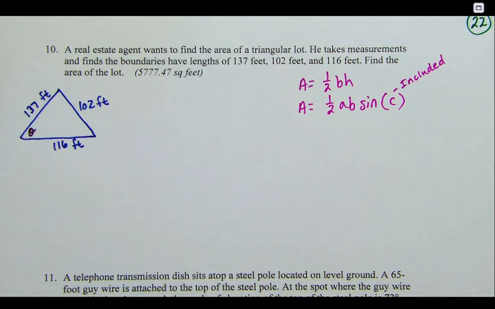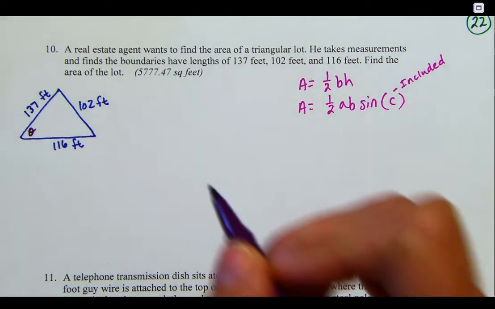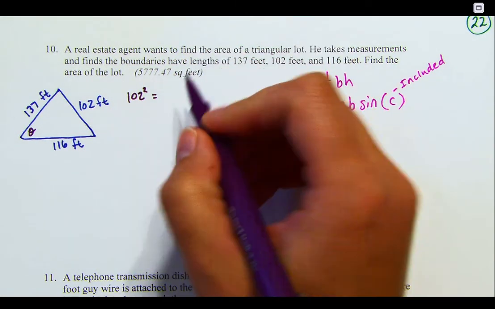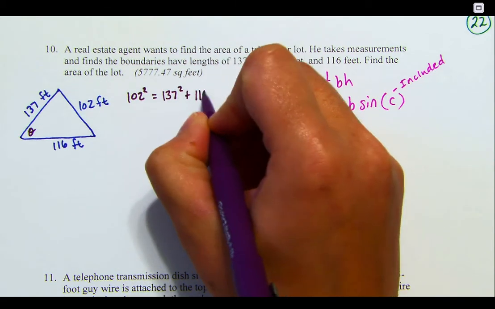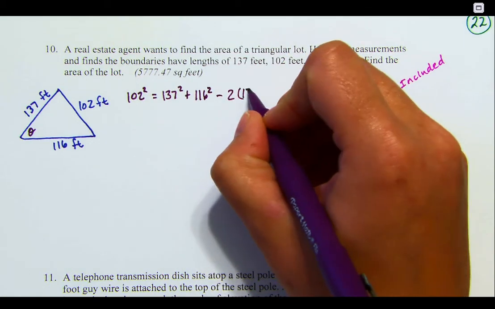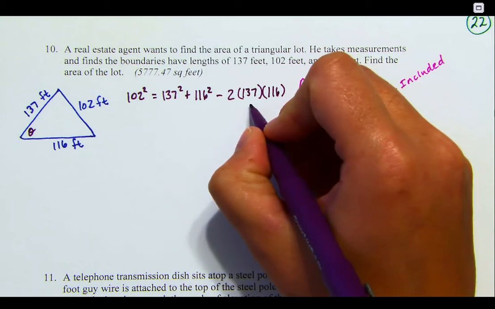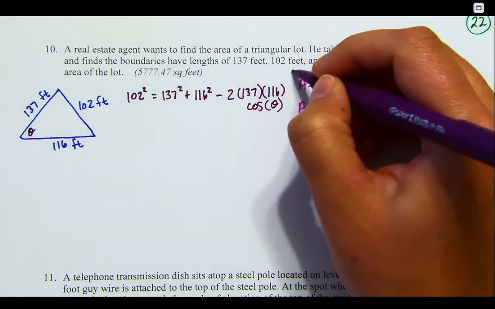Okay. So to start working on finding that angle, we're going to start with the side across from it, and we're using the law of cosine. So we will have 102 squared equals 137 squared plus 116 squared minus 2 times 137 times 116, and then the cosine of our theta. Sorry, my work got a little squished together.